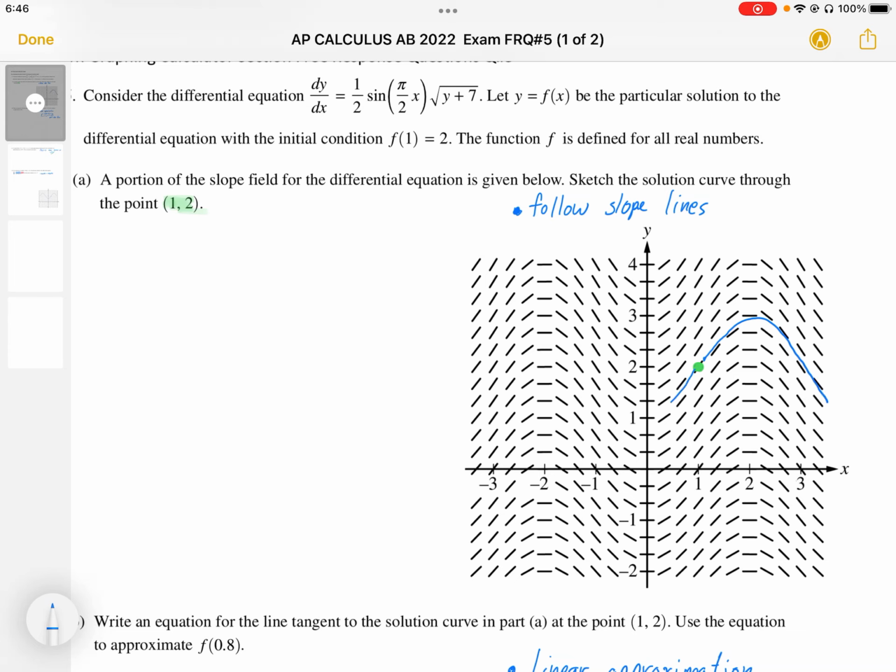It's pointing down, down, down, maybe down to here. Follow the slope lines. As we hit one of the lines, we just follow the direction which those lines are headed. So we're going to have a solution that looks something like this. It's not necessarily going to be exactly like this, but all we're doing is following the slope lines the best we can, and that's what they're looking for.